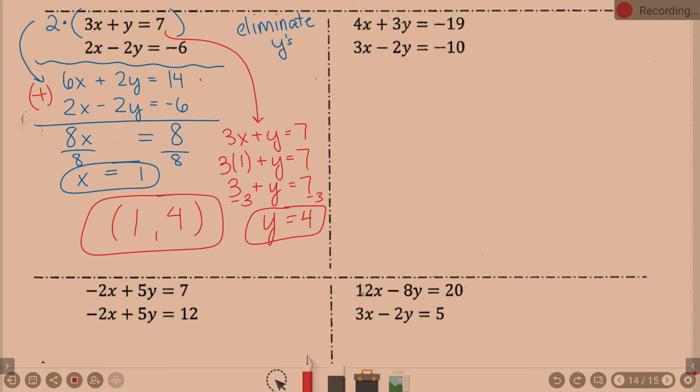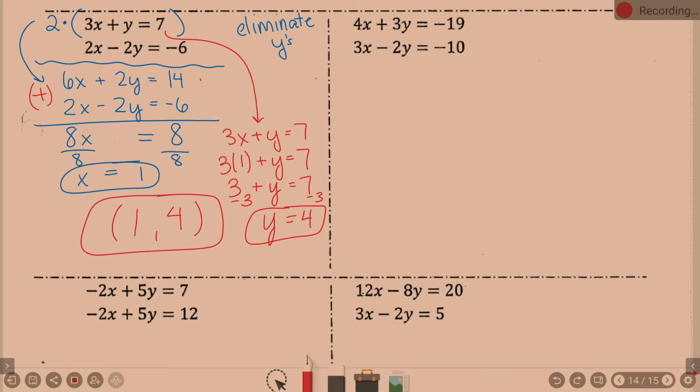Okay, guys. We're working our way up the ladder. The first two, we could add them as is. The second one, we had to multiply one of them by a negative. We had to change the signs to add them. This one, we had to multiply one of them by a number, so we multiplied by 2.